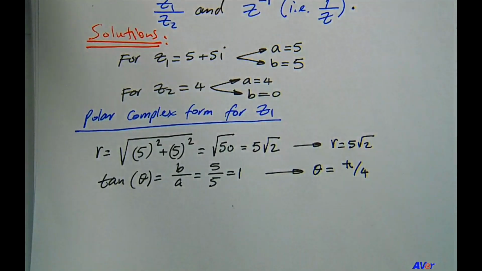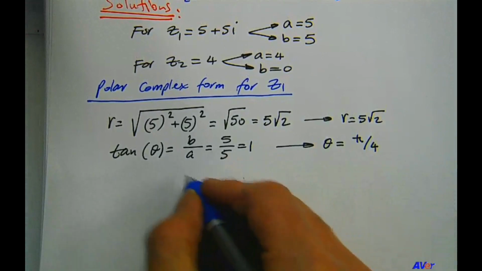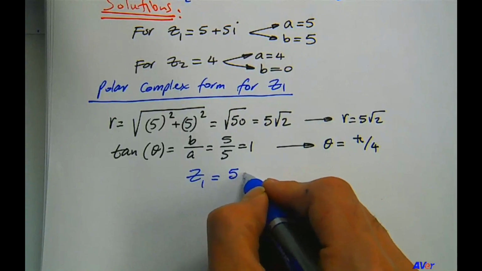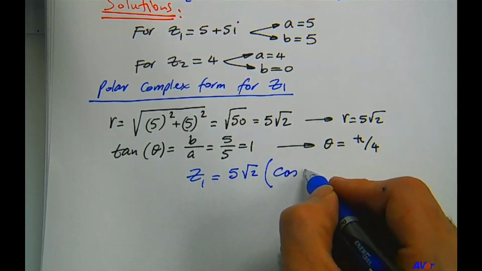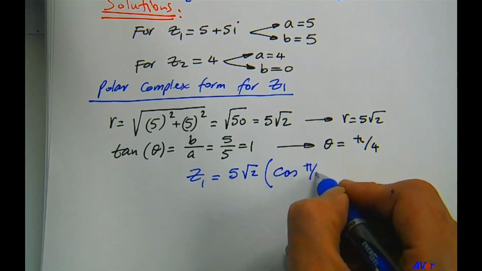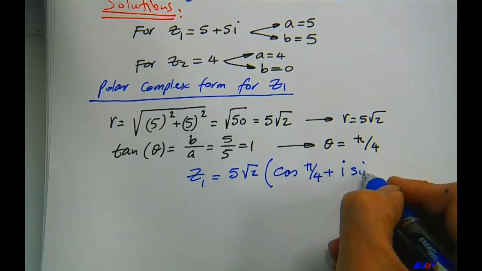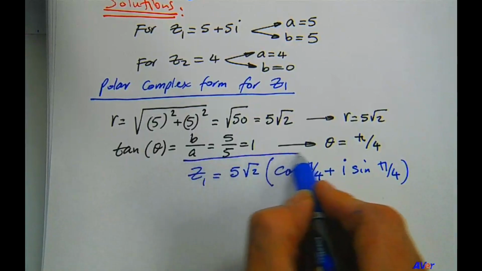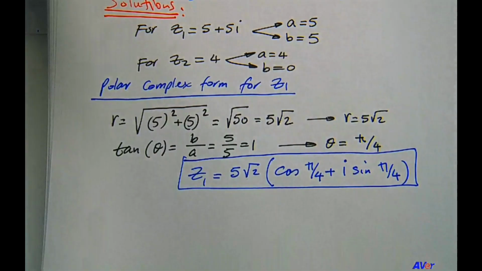Now we can write the polar complex form for z1. So z1 is equal to r, which is 5 square root of 2, times cosine of pi over 4 plus i sine of pi over 4. So we're not going to simplify this. They asked us to find the polar complex form for z1. There it is.